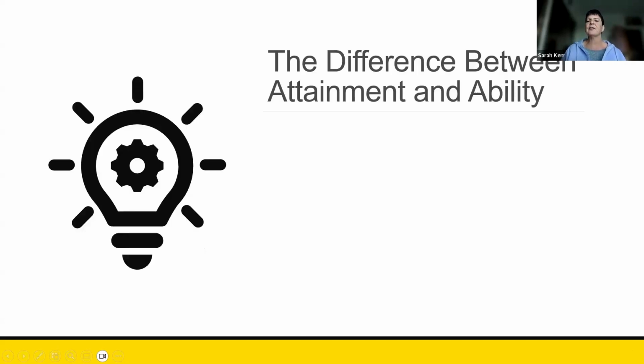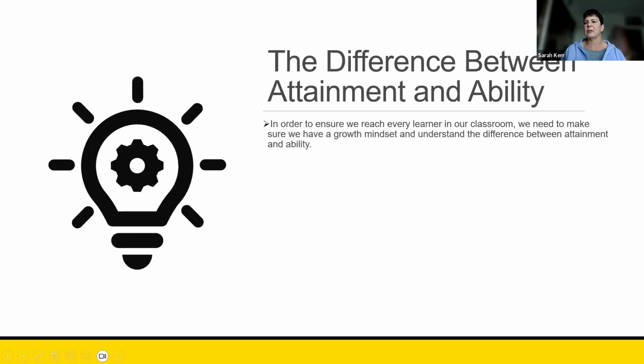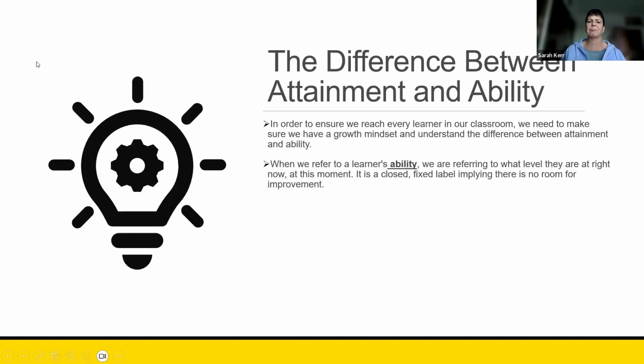So the difference between attainment and ability. This is a term that we think about a lot at Teach 2030. We need to think about it in the way that we reach every learner in our classroom. It's a growth mindset attitude, and we need to ensure we understand the difference between them. When we refer to a learner's ability, we're referring to what level they're at right now, at this moment. And it's a closed label, it's fixed.